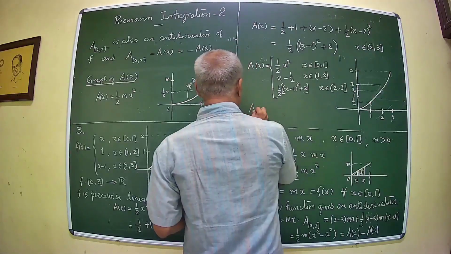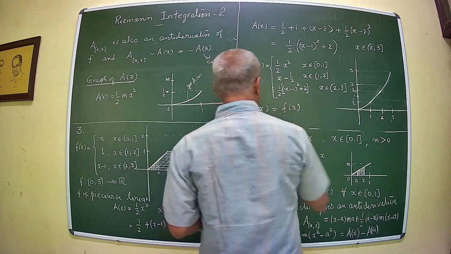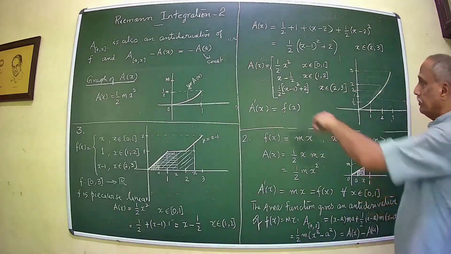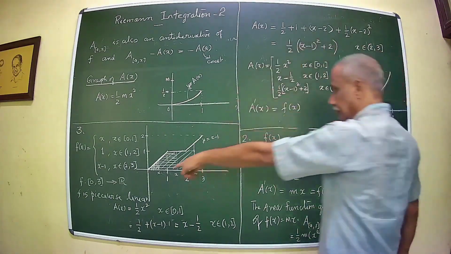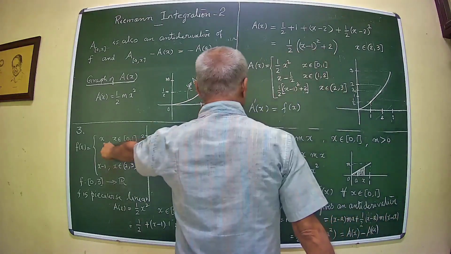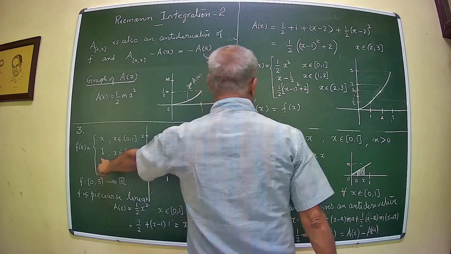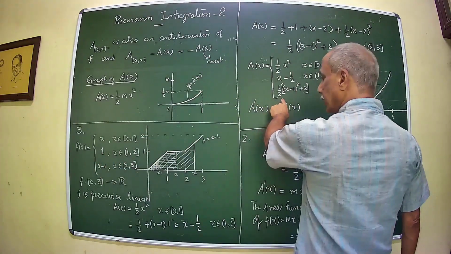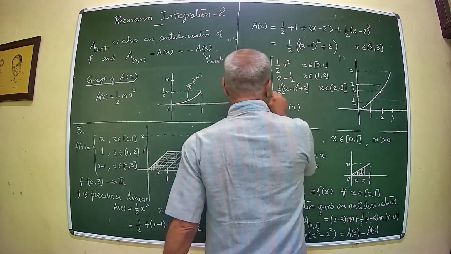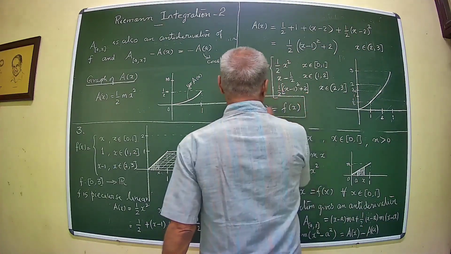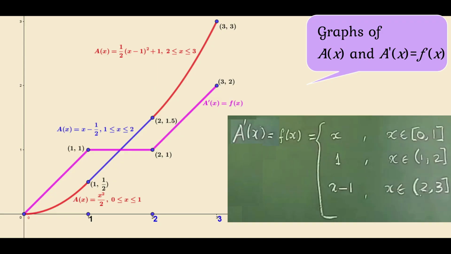And one verifies that the derivative of A(x) is f(x). It's quite easy to verify. Because if you differentiate this, you get x, which is our definition for f, and the derivative of this is equal to 1, and the derivative of this is x minus 1. Therefore, we get the function A(x) as the antiderivative of the given function f.